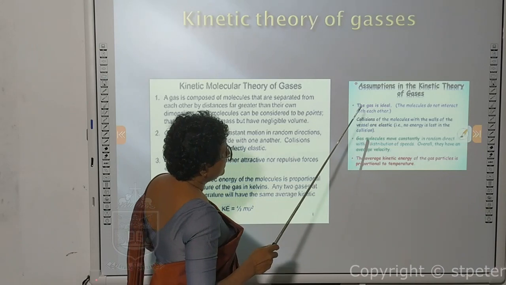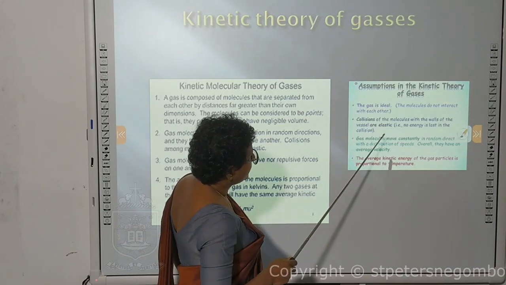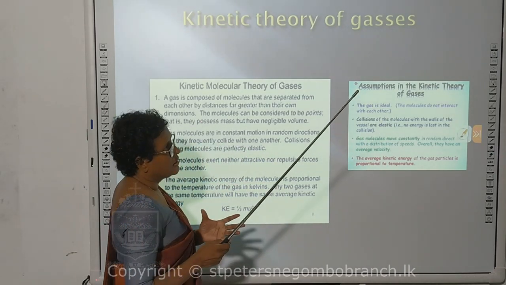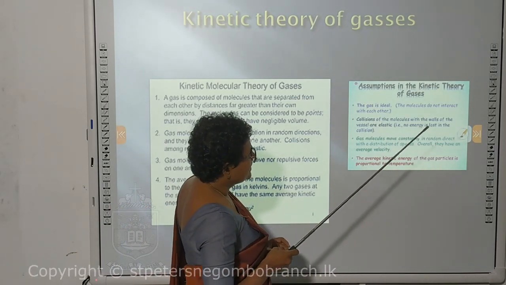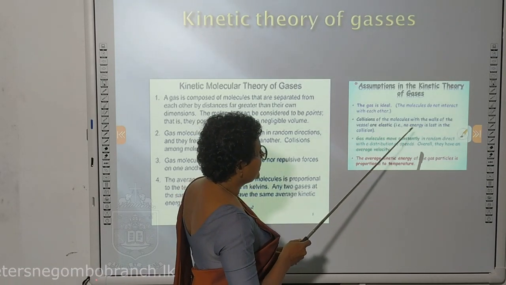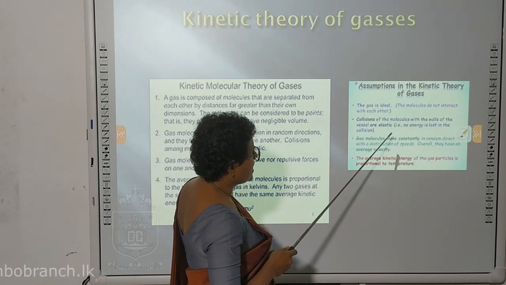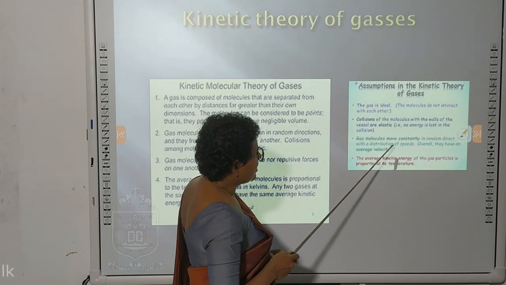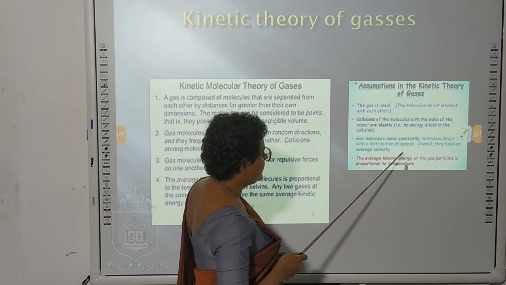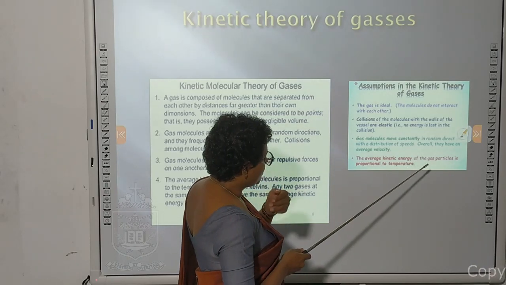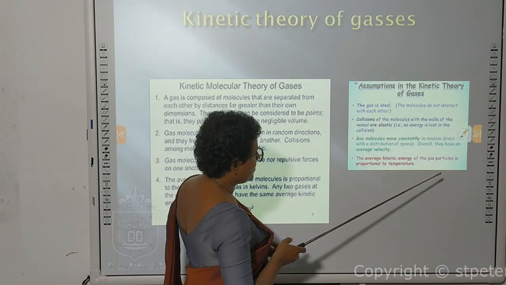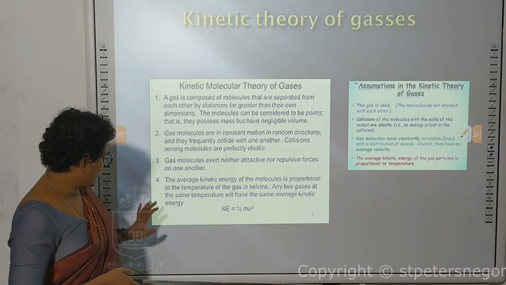These are also the same, that the gas is ideal, right? No collision, negligible volume, only point masses, and no interaction with each other. Collisions of the molecules with the walls of the vessels are elastic. Gas molecules move constantly in random directions with different speeds. Overall, they have an average velocity. The average kinetic energy of the gas particles is proportional to the temperature.